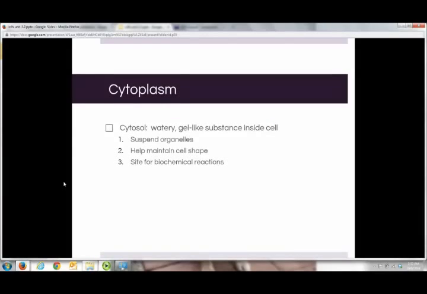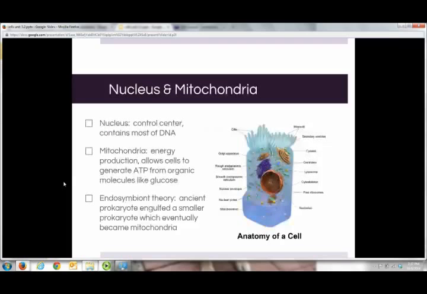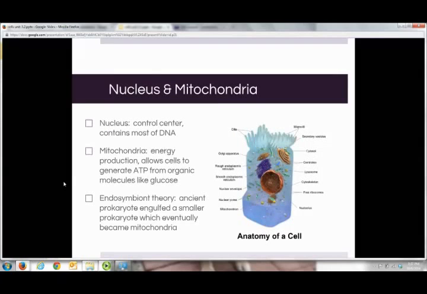Inside the cell we have the cytoplasm, and it's going to have a cytosol, which is a watery gel-like substance inside the cell that will help to suspend the organelles. It also helps to maintain the cell shape and create a site for biochemical reactions to occur. The nucleus is the largest organelle in most cells. It's the control center that contains most of the DNA. The mitochondria are another organelle involved with energy production. This allows cells to generate ATP, which it uses as an energy currency, from organic molecules like glucose or sugars.